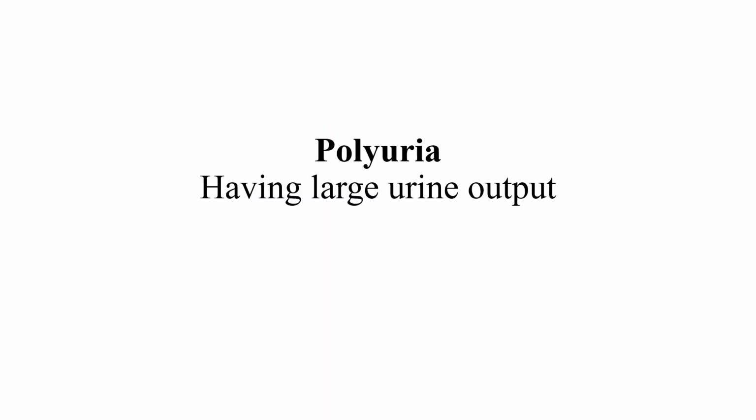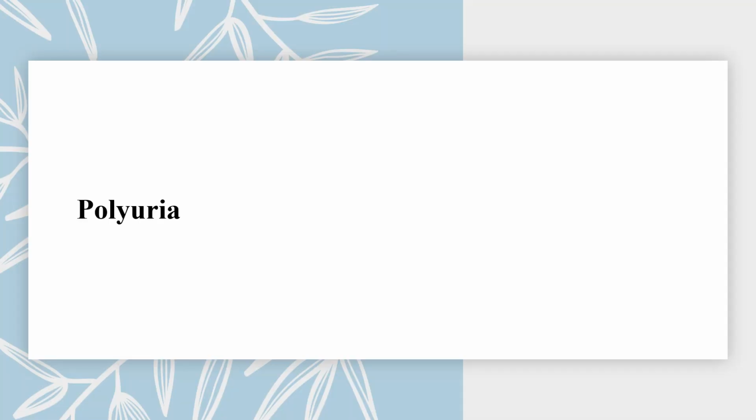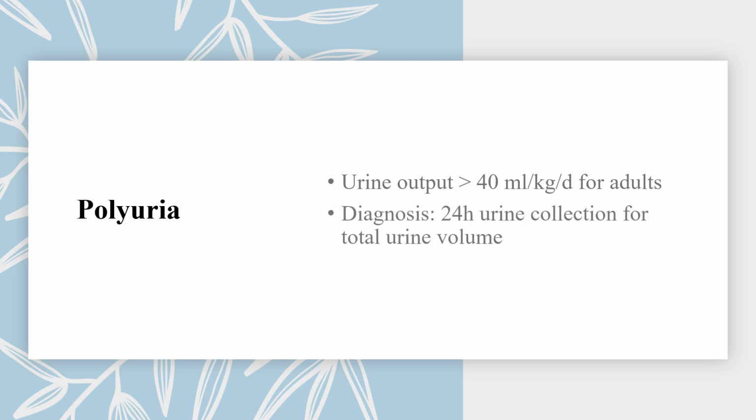Finally, we move on to the topic of polyuria, a condition where there is large volume of urine output. Polyuria may be considered when patients produce a urine volume greater than 40 ml per kg body weight per day for adults. Polyuria may be diagnosed with a 24-hour urine collection where the total urine volume is measured. Polyuria may result due to excessive free water loss, known as aquaresis, or osmotic diuresis.